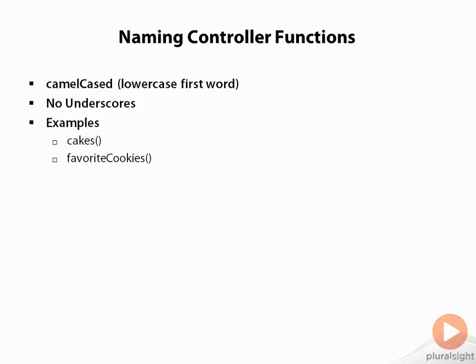Each controller class consists of functions, or sometimes called actions. Those functions have a naming convention as well. First, they're camel-cased, starting with a lowercase first word. There's also no underscore separating the two words. Some examples would be cakes, or perhaps favoriteCookies, where favorite is lowercase but the Cookies has a capital C.